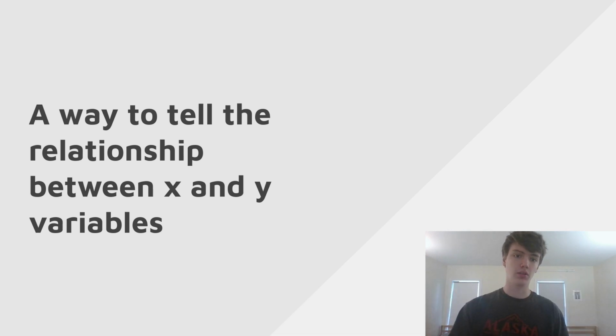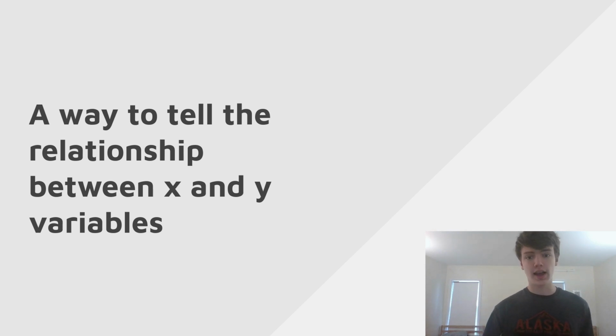So in short, linear regression is a way to tell the relationship between an x and a y variable. So what we're going to have is a bunch of data points on the x and y axis, and what linear regression is going to try to do is find a linear line, a linear relationship between the x and y values. So then we can predict other x and y values that aren't actually plotted.